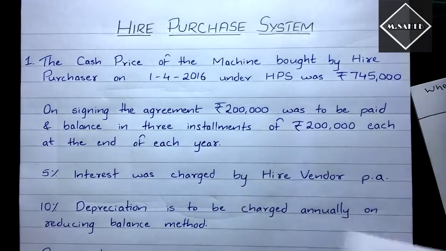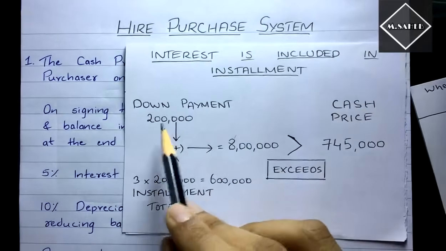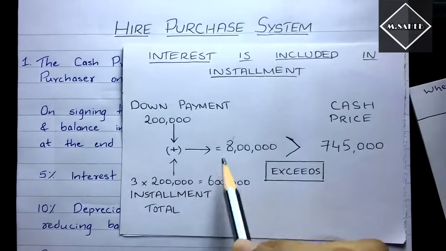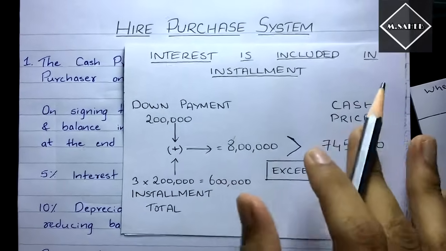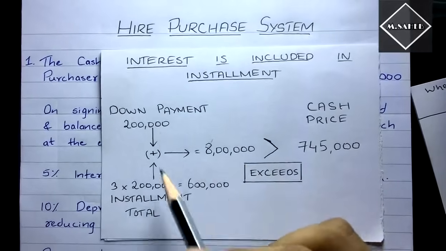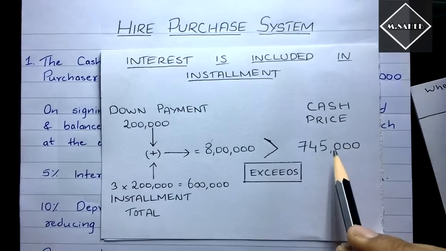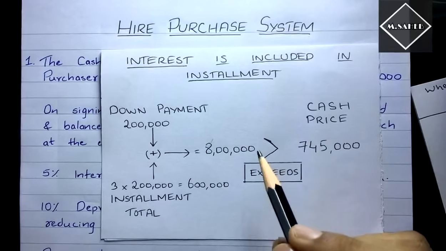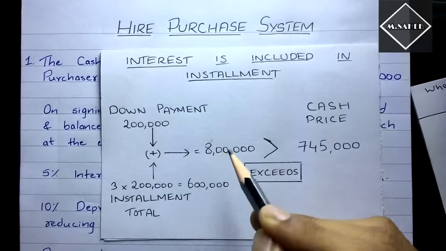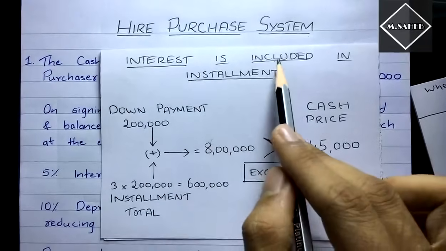I have prepared here. Down payment 2 lakh and all installment total is 6 lakh. Add these two, you got 8 lakh. So compare it with the cash price, 7,45,000. Of course, this is more. This is exceeding the cash price. So you can easily understand that here there is interest already included. Interest is included in installment.